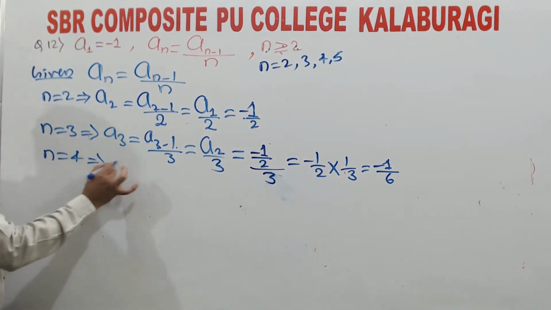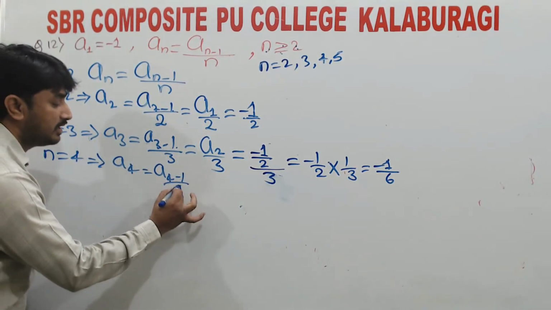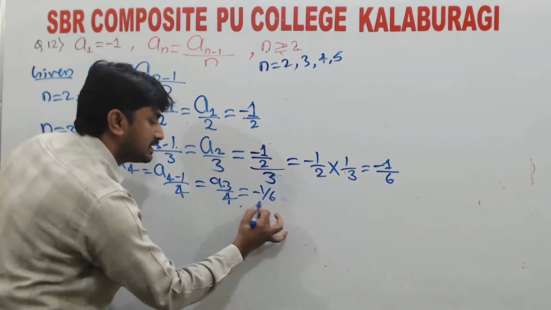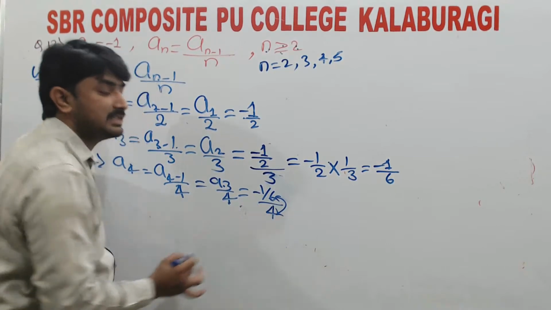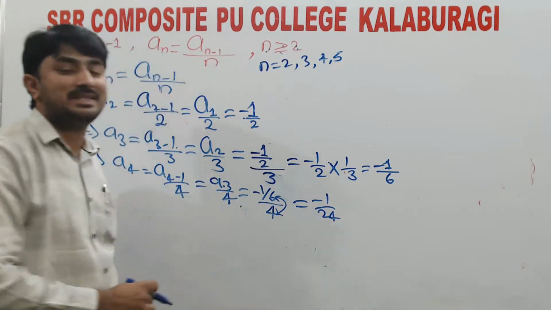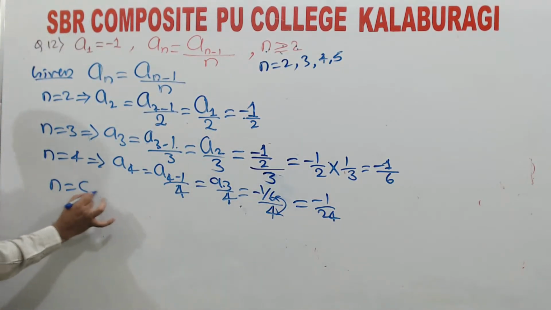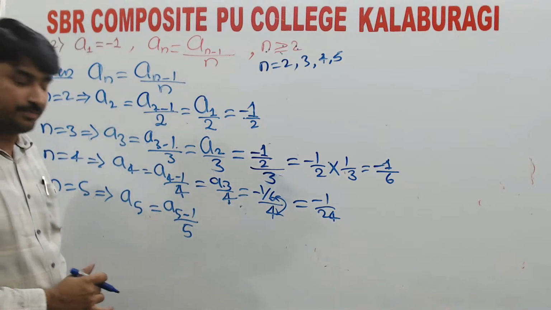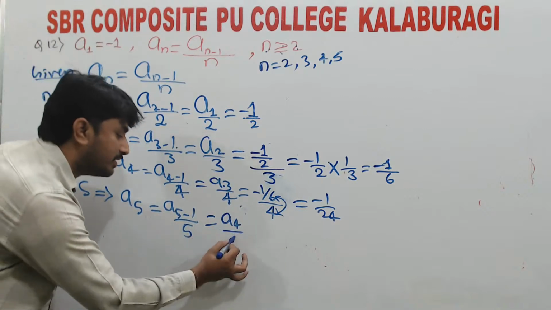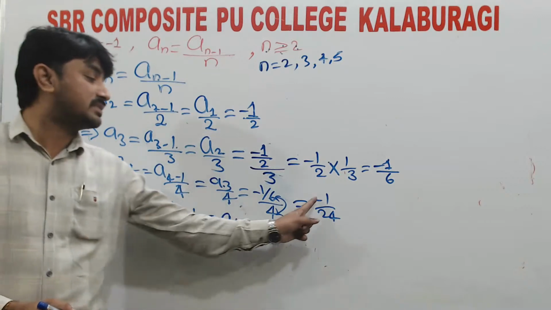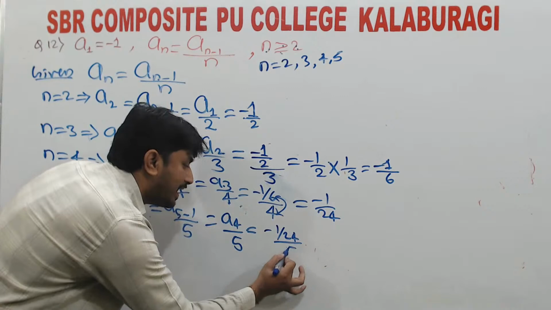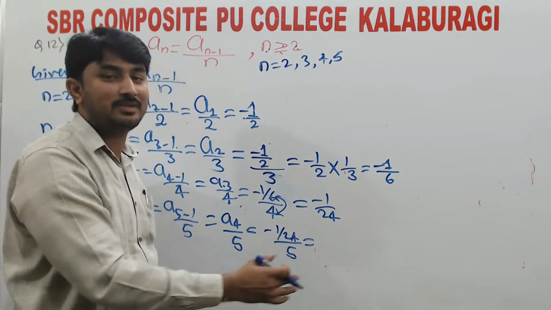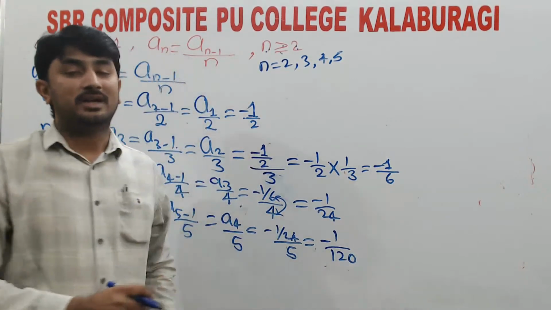Similarly, taking n equal to 4, the fourth term a_4 equals a_3 divided by 4. The third term value is minus 1 by 6, divided by 4. Here, 4 into 6 is 24. Therefore, minus 1 by 24 is the value of the fourth term. Last, taking n equal to 5, the fifth term a_5 equals a_4 divided by 5. The fourth term value is minus 1 by 24, divided by 5. Multiplying 24 into 5: 20 into 5 is 100 and 4 into 5 is 20, so 100 plus 20 is 120. Minus 1 by 120 is the fifth term value.